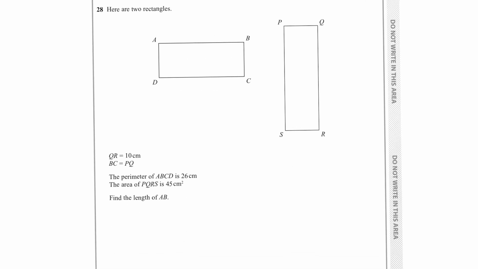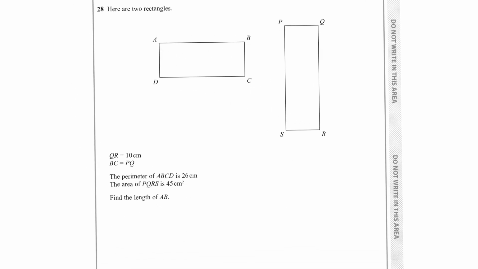So moving on to the next question, it says here are two rectangles. It's telling us that QR is equal to 10 centimeters. And it's saying that the length BC is the same as the length PQ. And it's given us the perimeter of ABCD as 26 and the area of PQRS as 45 centimeters squared. It wants us to work out the length AB. So what we can do is work out the other length of PQ or SR, because they're the same. So these two would be the same.